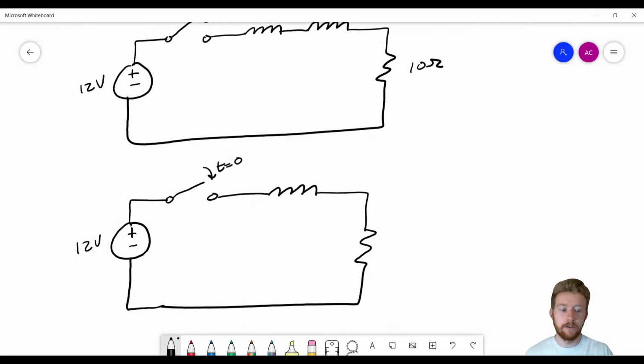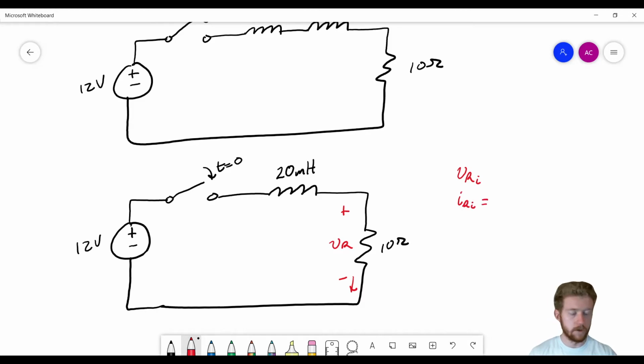So here, if we add these two inductances, what we're going to get is 20 millihenries. And then here we have just a 10 ohm resistor, and we're concerned with the voltage and current across this resistor. So this is still a relatively simple problem. Now that we've transformed it into something we know how to work with, we can use the formulas from before. So for the voltage and current across this resistor, what are they initially, before we close that switch? Well, we know the current is going to be equal to 0 because it's an open circuit. And if the current is 0, then Ohm's law says the voltage across that resistor has to be 0 as well.